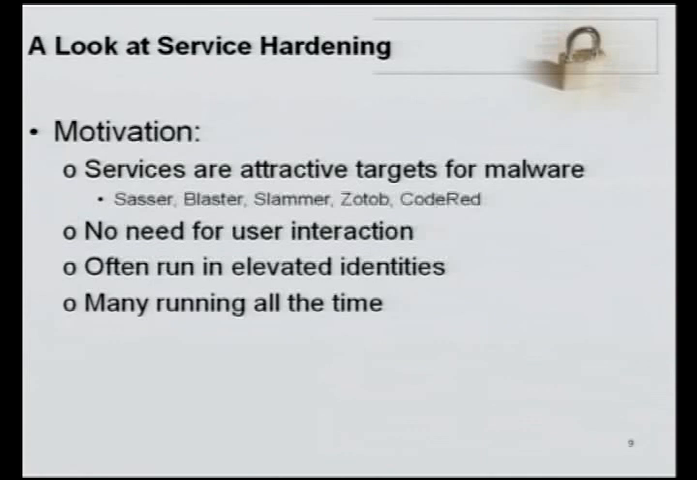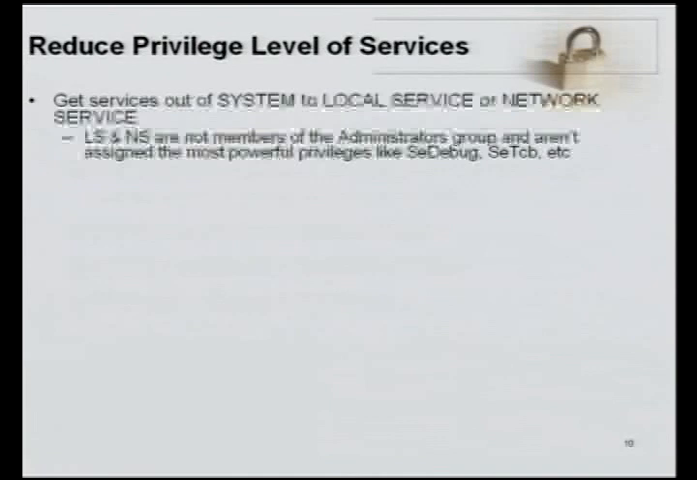So we wanted to see what we could do to reduce their privilege level and compartmentalize them. So if you do take control of one service, you can't spread easily, and that doesn't automatically mean a system compromise. The first thing we did is we wanted to get services out of local system. I mean, no matter what you do, if you have a compromise in local system, it's game over in Windows. And so we wanted to get them to these low privilege accounts, local service and network service, that we had introduced in Windows XP.